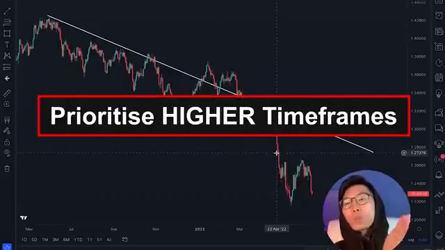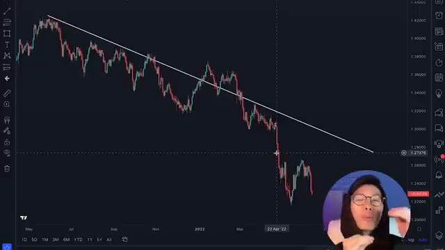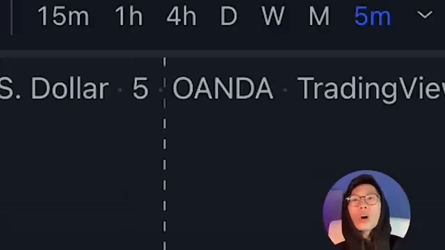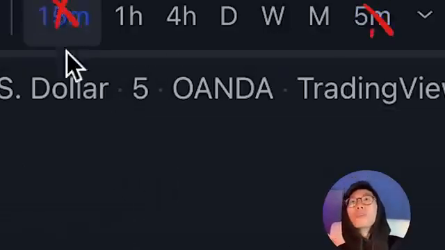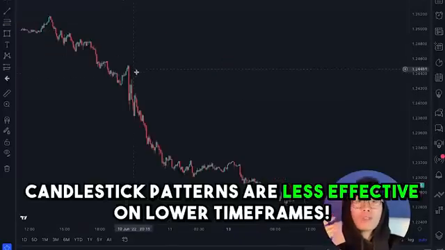Prioritize higher time frames over lower time frames. You guys need to get confirmation on the higher time frames like the 1 hour and the 4 hour first. So guys, do not focus too much on the 5-minute or the 15-minute candlesticks. You should always prioritize the higher time frames, because on the lower time frame there is a lot of noise. So candlestick patterns are much less effective on the 5-minute or even the 15-minute time frame.